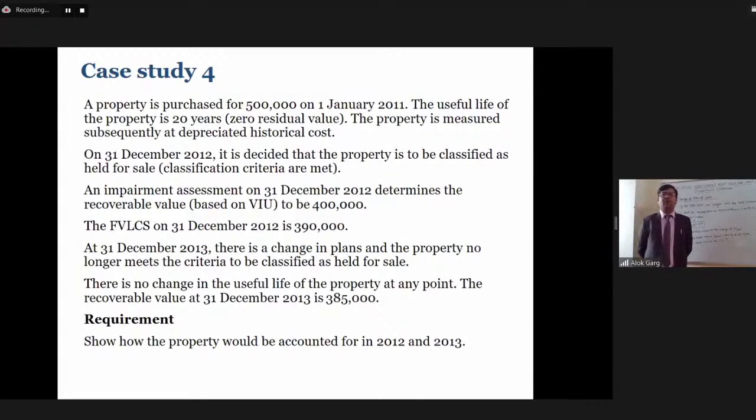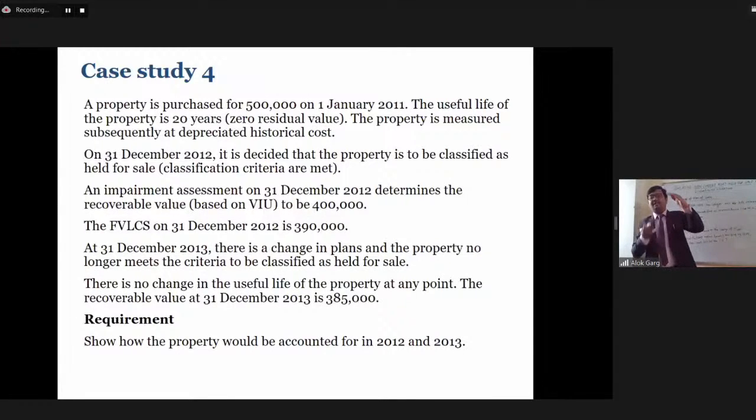So first of all, while doing the IND AS 16 accounting, we need to see the impairment loss also. What is the impairment loss? It is difference between recoverable value and carrying value. So carrying value is 4,50,000, 5 lakh minus 50,000 depreciation, 4,50,000. Okay.